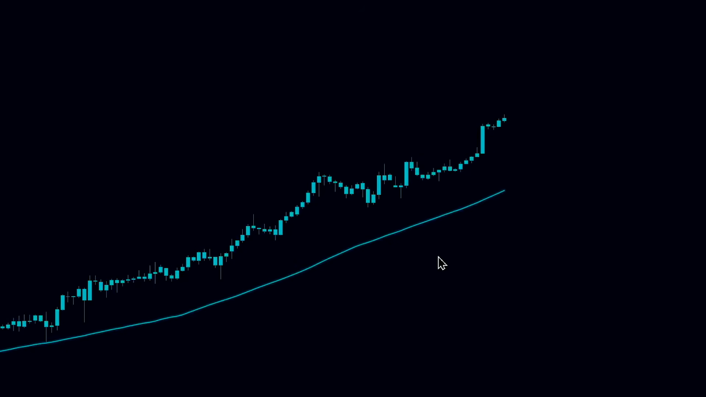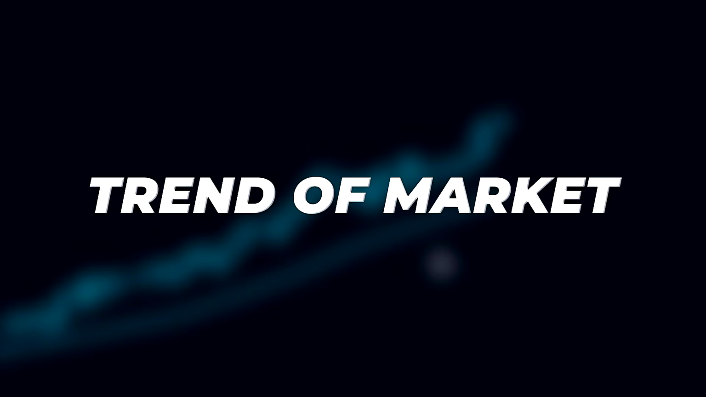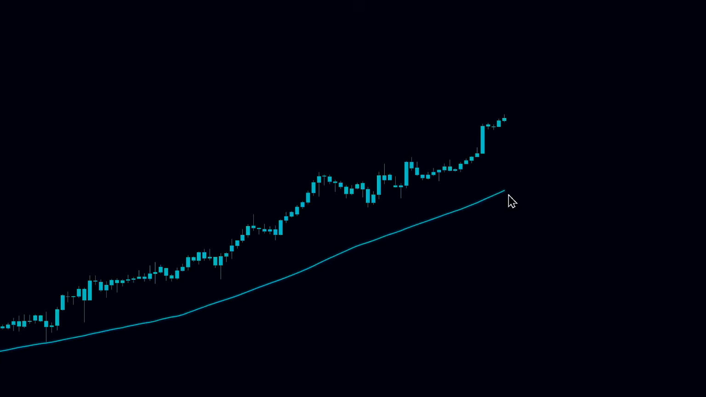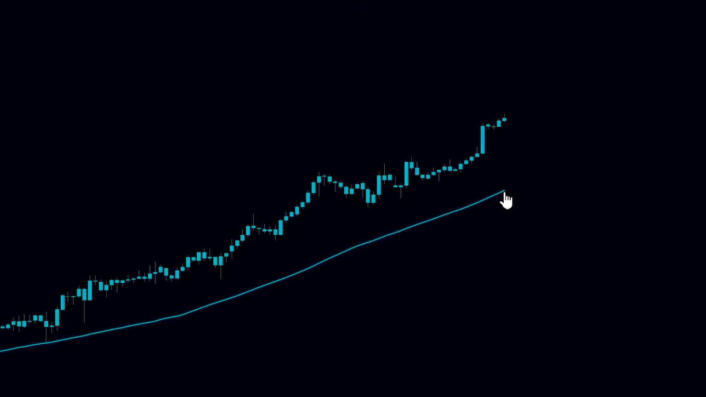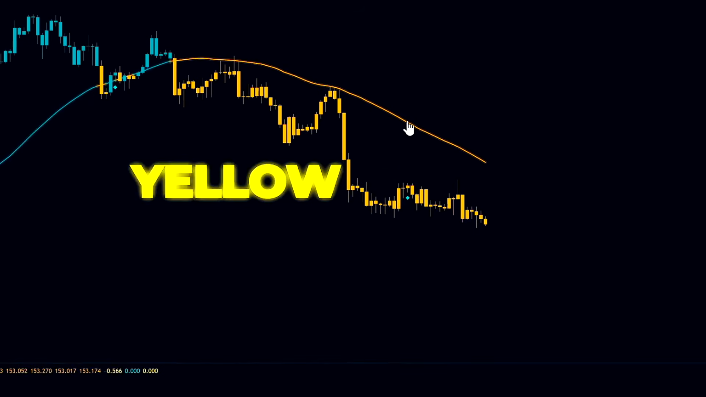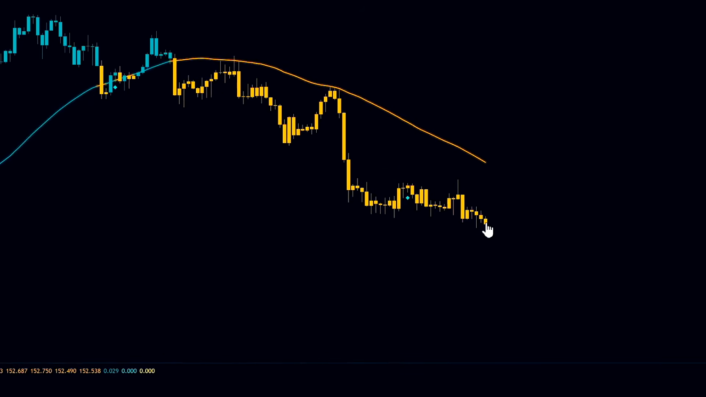We're going to use this indicator in a few ways. First and most obvious, spotting the market's trend. For a bullish trend, you want the moving average to be blue, with the price consistently hanging out above it. For a bearish trend, the moving average should be yellow, with the price staying below it.